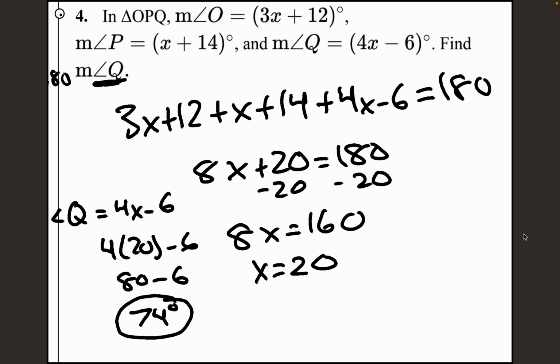Check this one. What's 6? This? How'd you get 12?